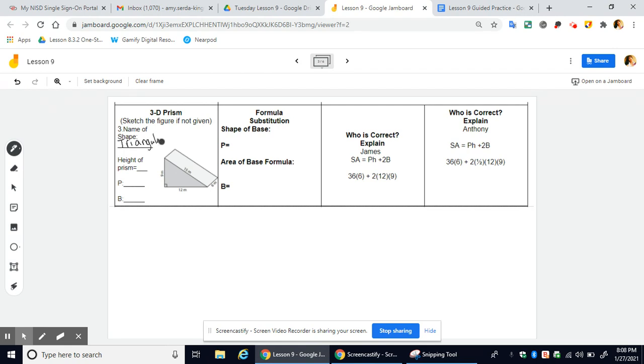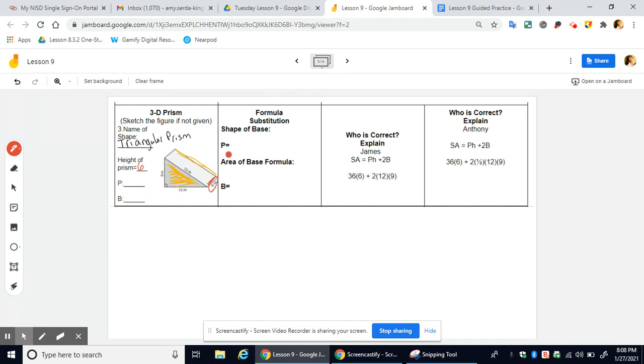Again, this is a triangular prism, so the name of the shape lets me know that my bases here are going to be triangles, right? So I know I have a triangle in the front and a triangle in the back. So what's keeping those two triangles away from each other? Well, that would be the height of 6. So the height of my prism is actually going to be 6.